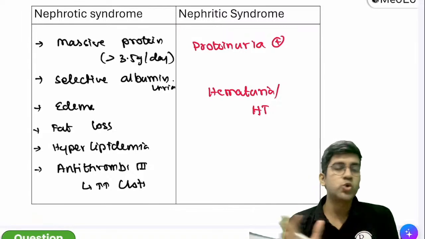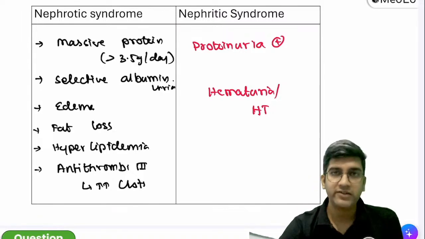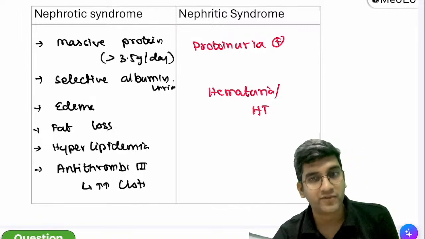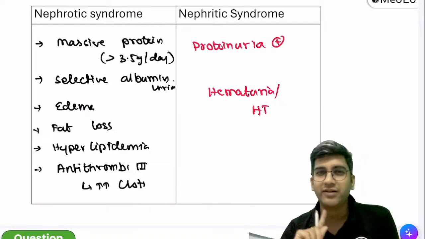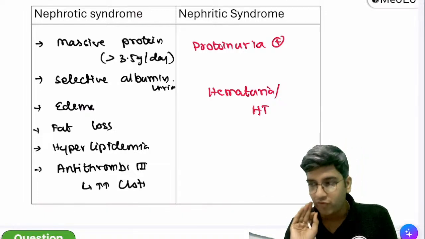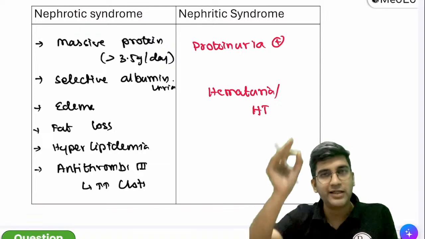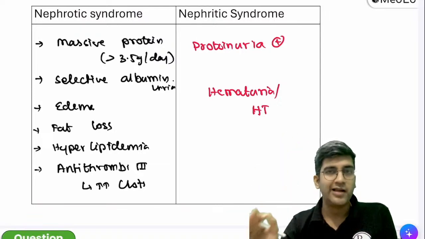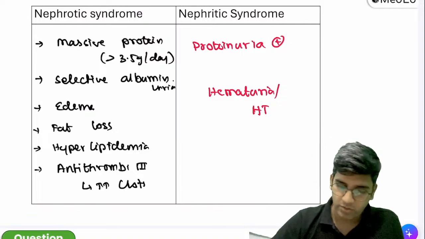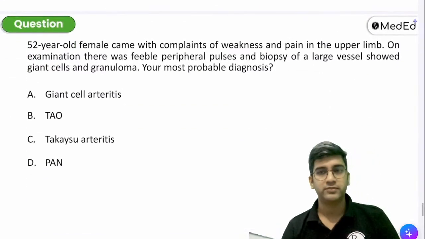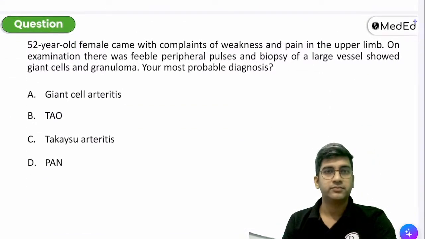Okay. Nephritic and nephrotic, totally different pathogenesis, totally different things. Once you finish your FMGE exam, let's come back and read more things about glomerulonephritis because they are completely logical. If I know where the problem is, you can tell exactly what will happen to the patient. Light microscopy, electron microscopy, immunofluorescence, everything. Fine. Okay, next one. Diagnosis.